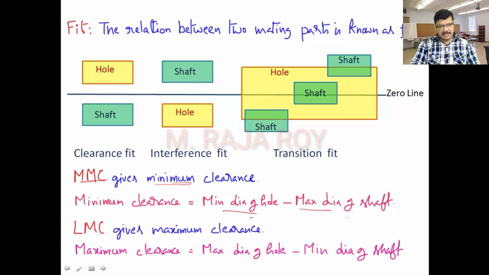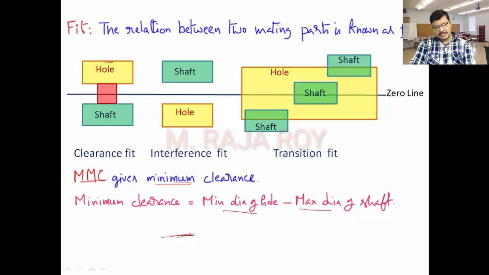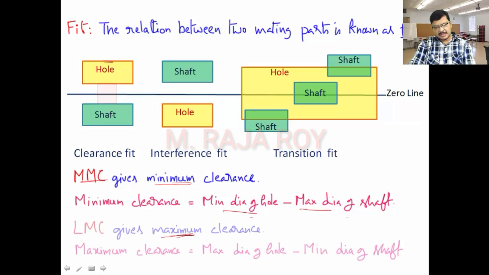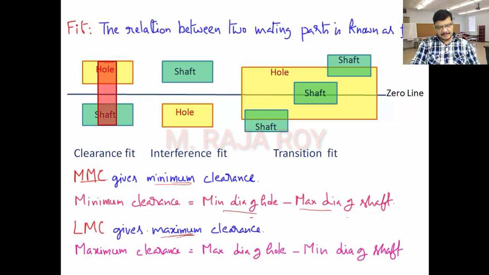In LMC, in least material condition, we will get the maximum clearance. How it will be maximum? You observe here. So least material condition means the material must be less. Then automatically hole size will increase. So you have to take the maximum hole up to here and minimum shaft. Least material, that means material has to decrease. So as they go on removing the material, the shaft diameter decreases and we will get the minimum shaft. So this much clearance we will get here in the LMC. In the MMC, this is the clearance. In the LMC, this is the clearance. So clearance is maximum in LMC.